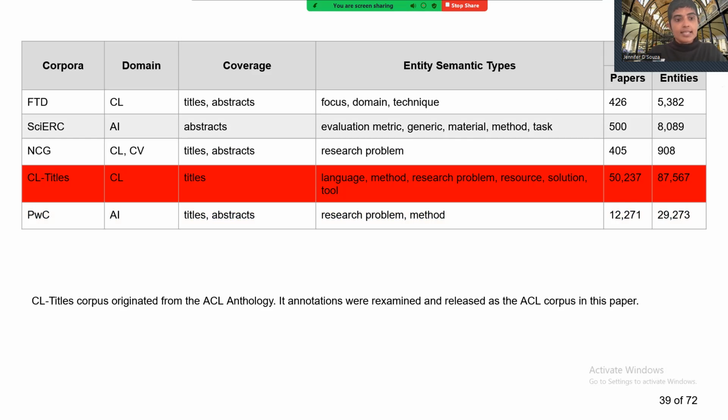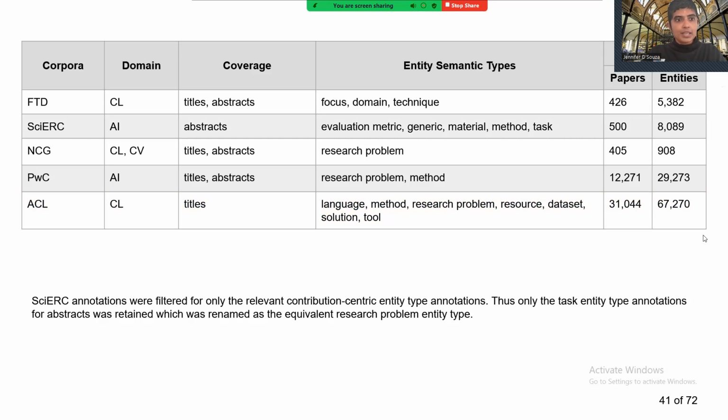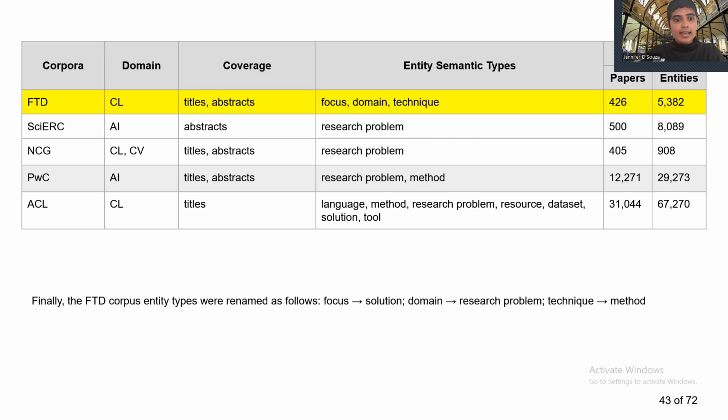In a third step, the CL titles corpus originated from the ACL anthology. So in this work, we re-examined its annotations and released the corpus as the ACL corpus. Sci-ERC annotations were then filtered for only the relevant contribution-centric entity type annotations. Thus, only the task entity type for abstracts was retained, which was renamed as the equivalent research problem entity type. Finally, the FTD corpus entity types were renamed as follows: focus, solution, domain, research problem, and technique, method.